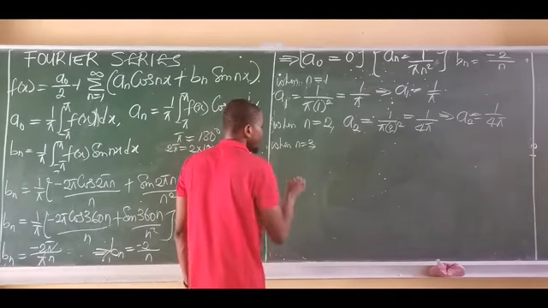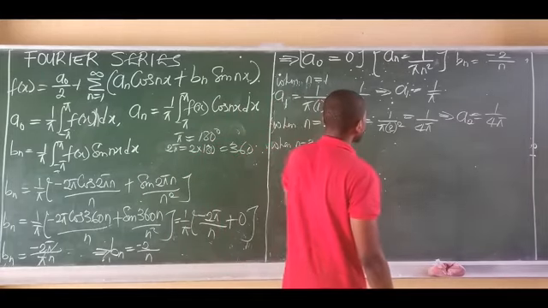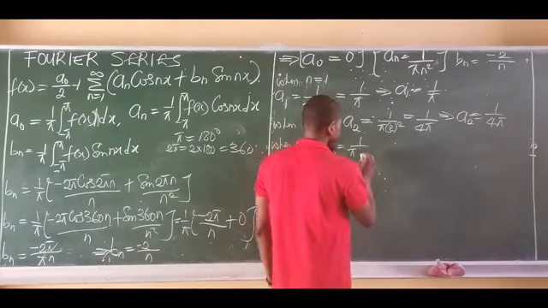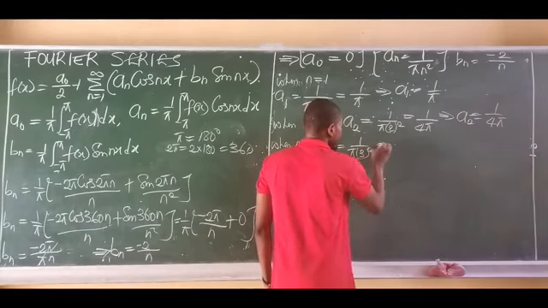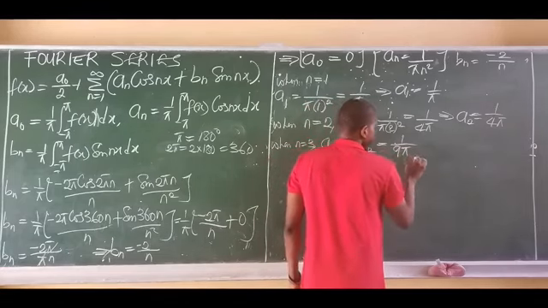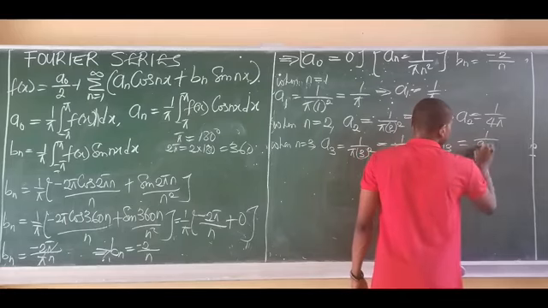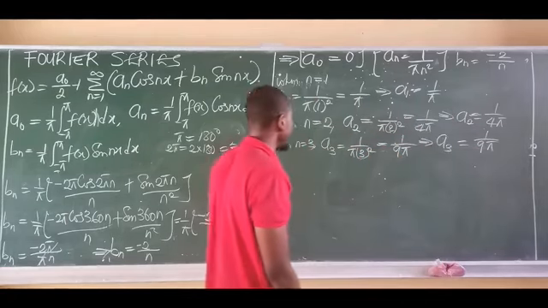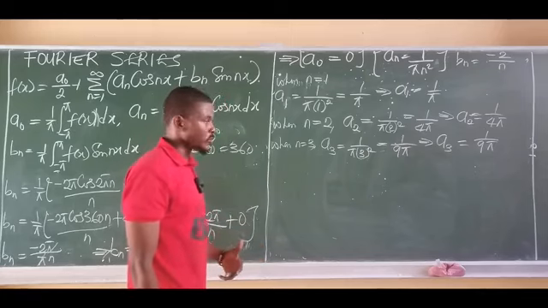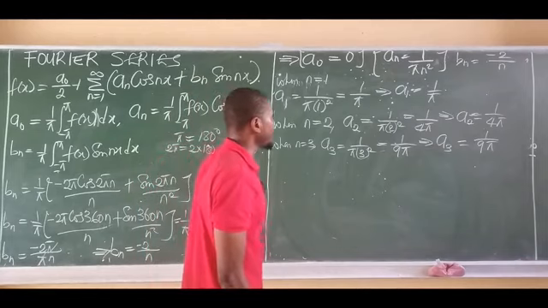When n is 3, then a3 is equal to 1 all over pi. In place of n squared, n is 3 now, it becomes 3 all squared. So this is equal to 1 all over 3 squared is 9, so it becomes 9 pi. Alright, so this simply implies that a3 is actually 1 all over 9 pi. You keep this aside. So these are the Fourier constants for an, from 1 down to 3. So let's test for bn.